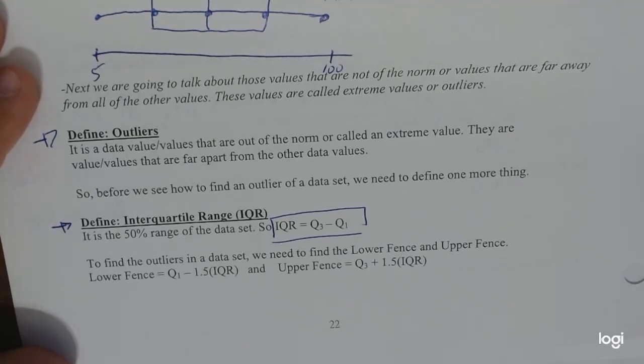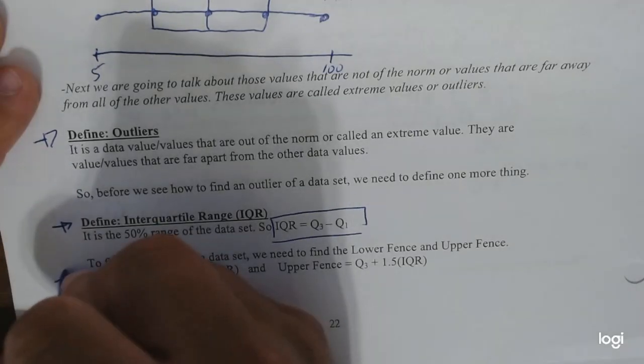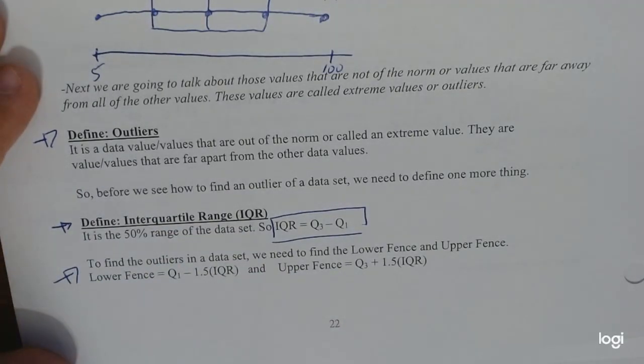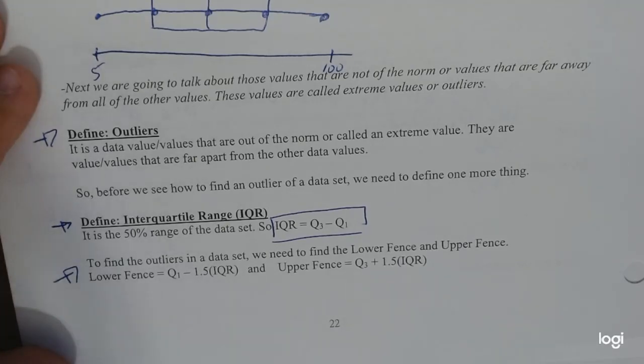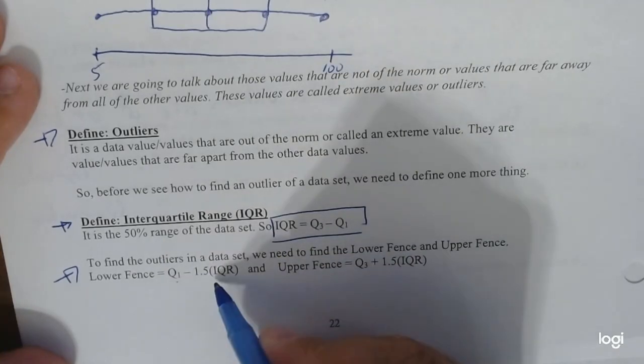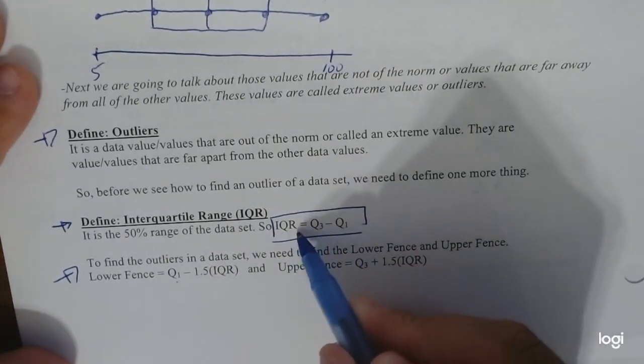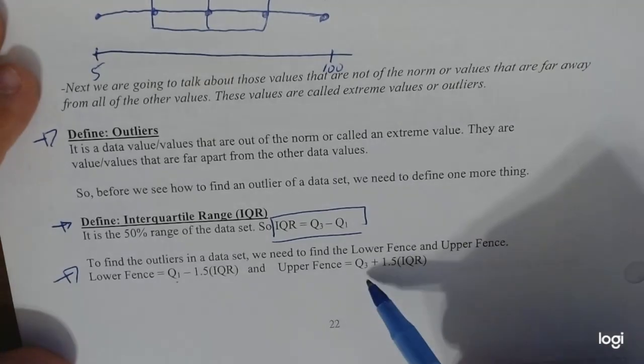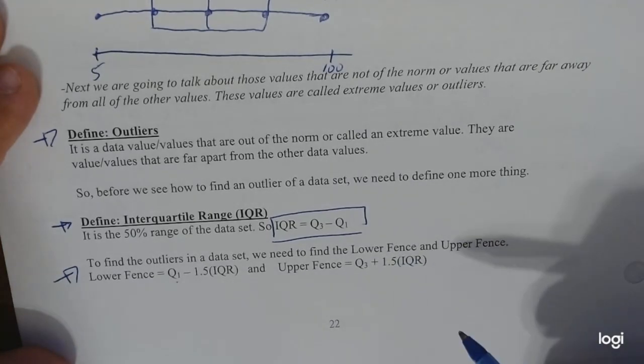Now after that, here is how we find outliers. We need two very special numbers, called the lower fence and the upper fence. The lower fence equation is your Q1 minus 1.5 times the IQR, and your upper fence is your Q3 plus 1.5 times the IQR.